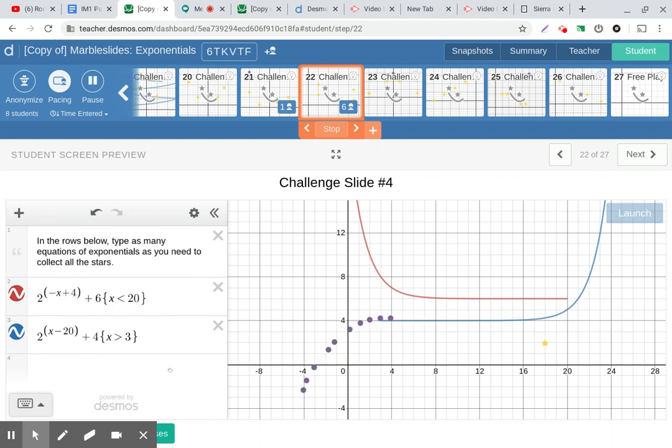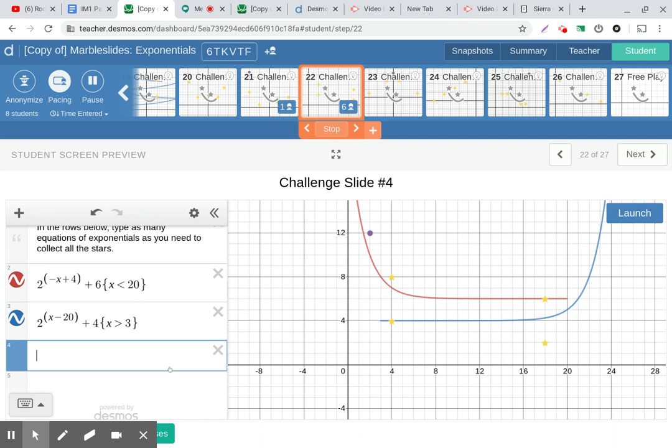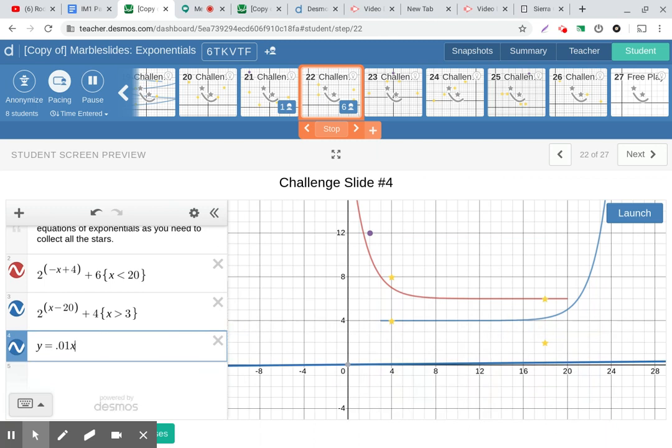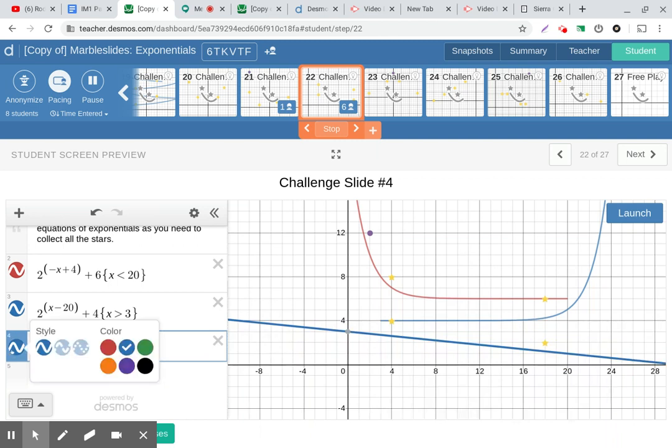Now on the last one, I could do a horizontal line. Y equals 0.01x, and then plus 2. So it's just like a little ramp, but it's just slightly going down. Maybe like, look at this. Just kind of raise it. So on the last one, it doesn't have to be an exponential because I just need to try to catch one of the stars.